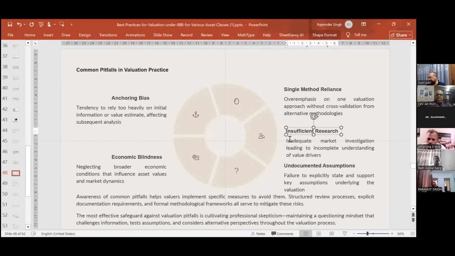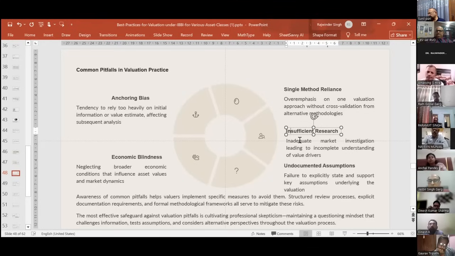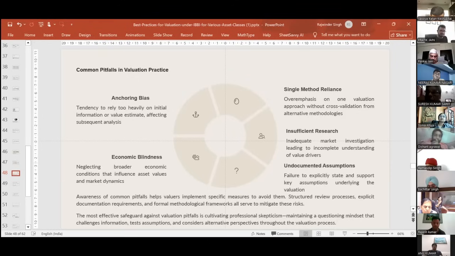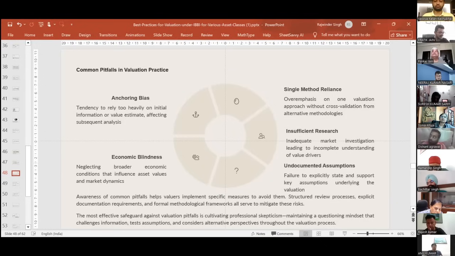We generally do not involve sufficient research. Insufficient research leads to many complications. Inadequate market investigations lead to incomplete understanding of value drivers that may land you in troubles.